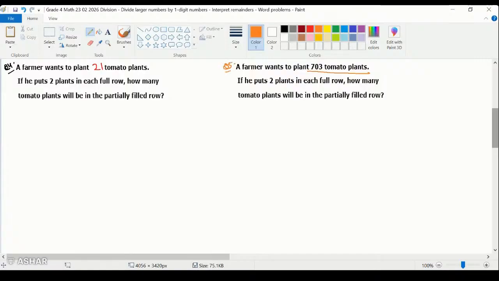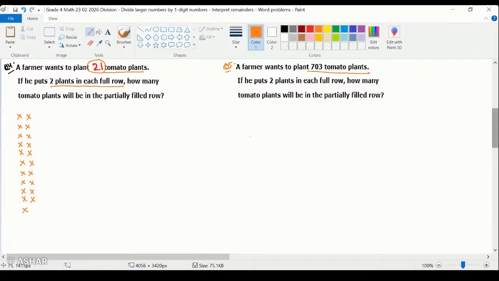If a farmer wants to plant 21 tomato plants and puts 2 plants in each row, okay? That means 1 plant, 2 plants, 3, 4, 5, 6, 7, 8, 9, 10. 10 plus 10 would be 20, right? And how many plants were there? There were 21. That means in the last row, there would be a single plant only. Agreed?